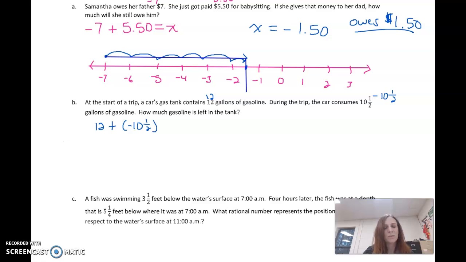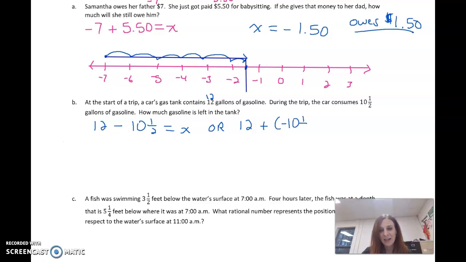You could also, maybe instead of thinking of this as a negative 10.5, you could have said 12 minus 10.5, which equals x, the gas left. But remember, the other thing you could have done is keep the 12, change the minus to a plus, change 10.5 to a negative 10.5. Still equal to x though.